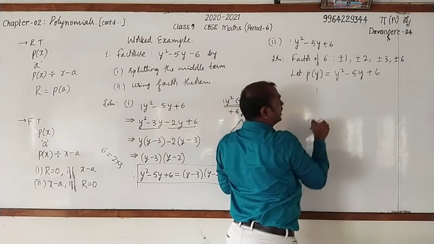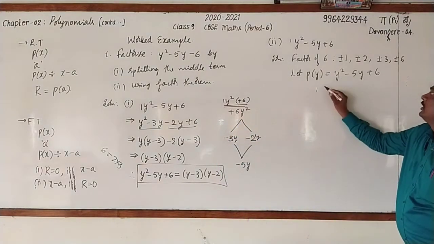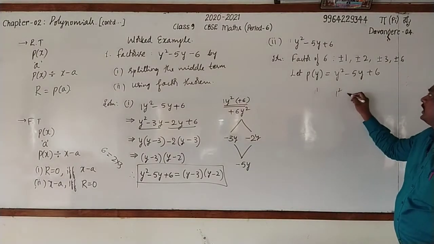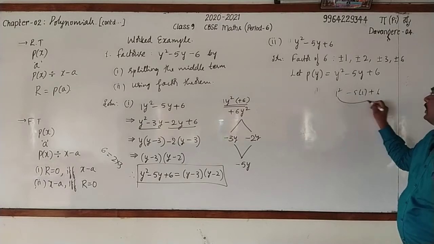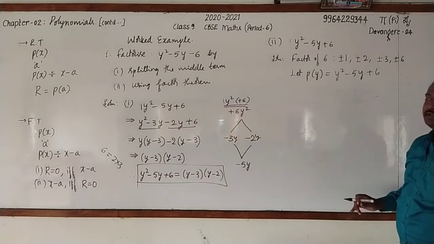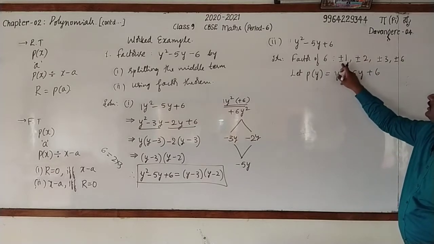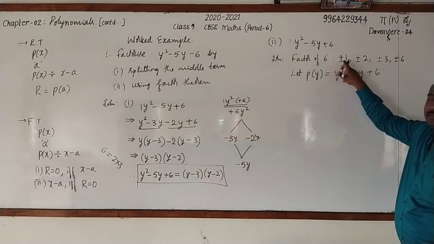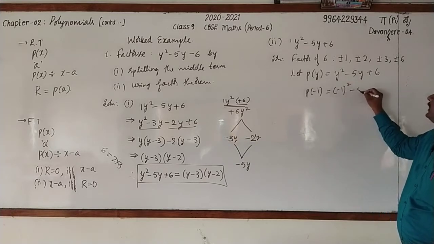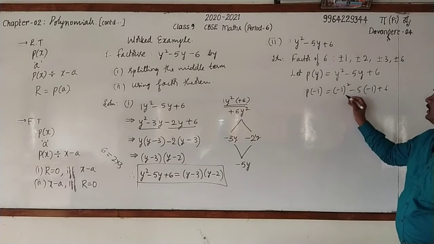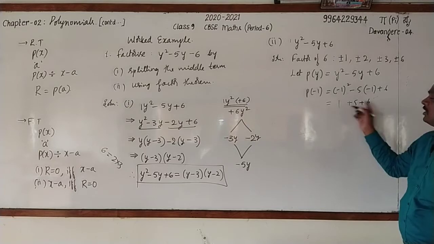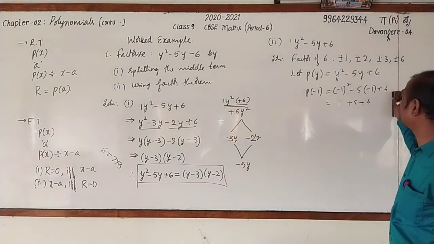If you take 1 in place of y, it will be 1 square minus 5 into 1 plus 6. 1 plus 6 is 7, 7 minus 5 is 2. It is not equal to 0. Hence, you can go again by the trial and error method by taking minus 1. P of minus 1 is minus 1 whole square minus 5 into minus 1 plus 6. Minus 1 whole square is plus 1, minus into minus is plus 5, plus 6. Altogether it is 12. Again it doesn't come.